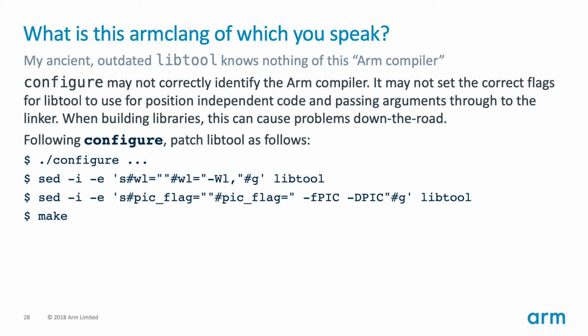Another problem with libtool, but this one is becoming less and less frequent, is that if you have a really old, outdated libtool, it might not be able to identify the ARM compiler, and it might not be able to pass the right flags for the position independent code into libtool. So what you can do is after you run the configure command, run these two sed commands to modify the libtool script. And the good news is if there's no issue in your libtool, then these sed commands are harmless. If your libtool is out of date and isn't working on ARM, then this will fix the problem. So it's a real easy fix.